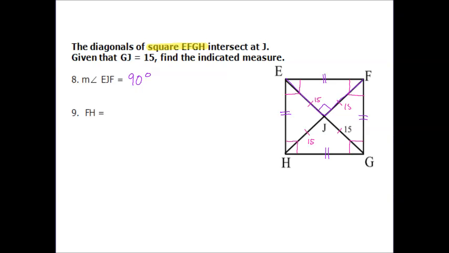Excellent. And furthermore, we're supposed to find the length of segment FH. Segment FH is this diagonal, and the diagonal is made up by the 2 pieces that are congruent, 15 units long each. 15 plus 15 is 30.